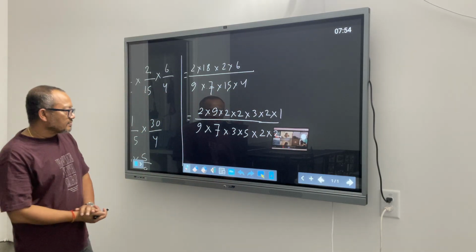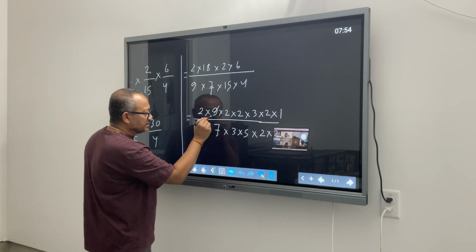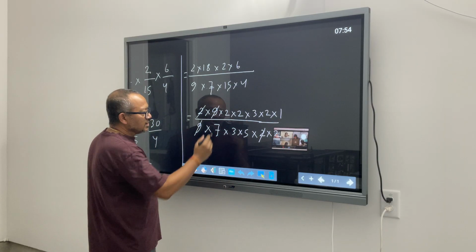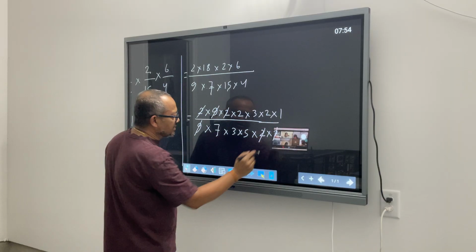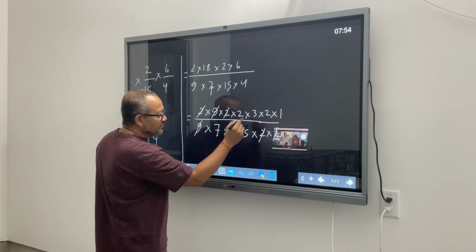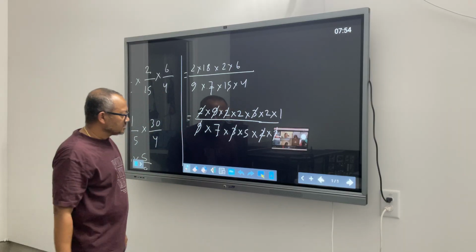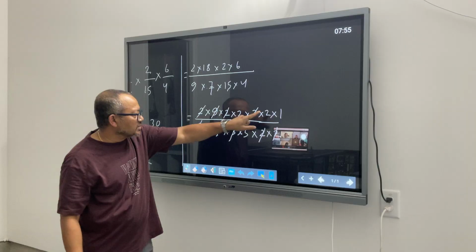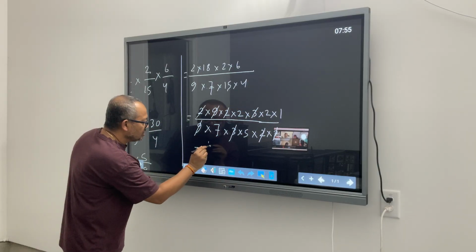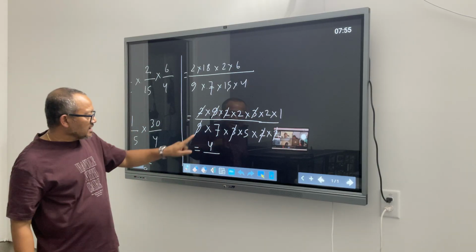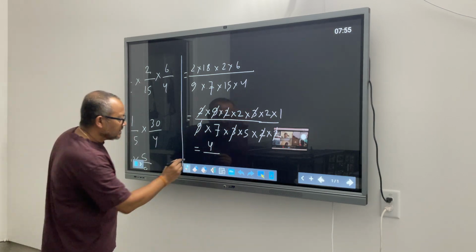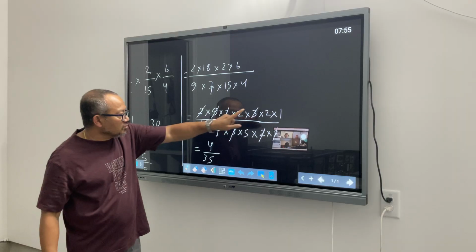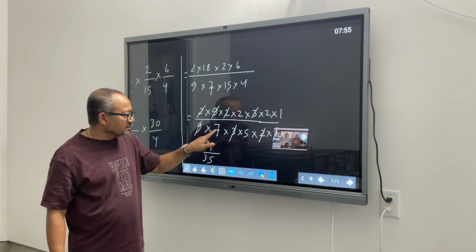Time to play. 1 9 and 1 9 tic-tac-toe. 1 2 and 1 2 here tic-tac-toe. Another 2 and 2 here tic-tac-toe. 1 3 and 1 3 tic-tac-toe. So here I have 2 and 2, which becomes 2 times 2 is 4, divided by 7 times 5, 35. 2 into 2 is 4, divided by 7 times 5, 35.